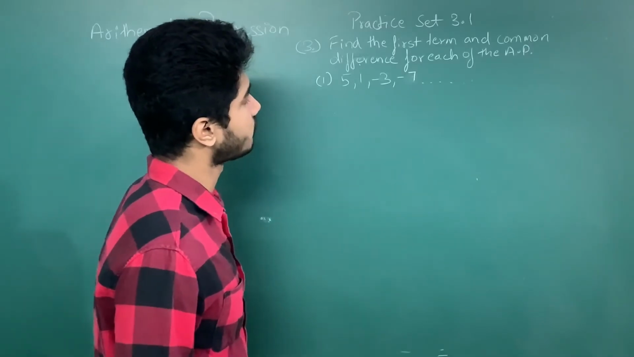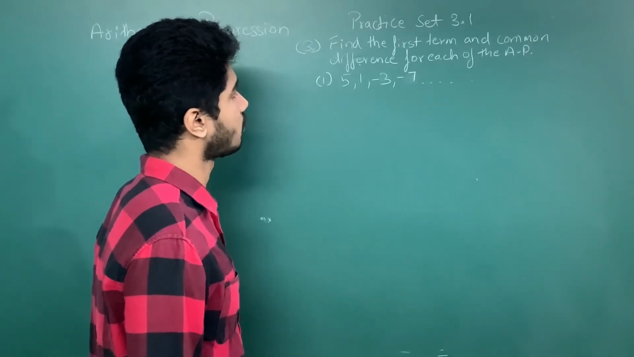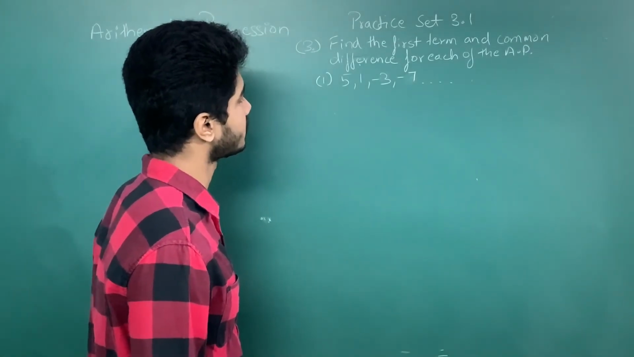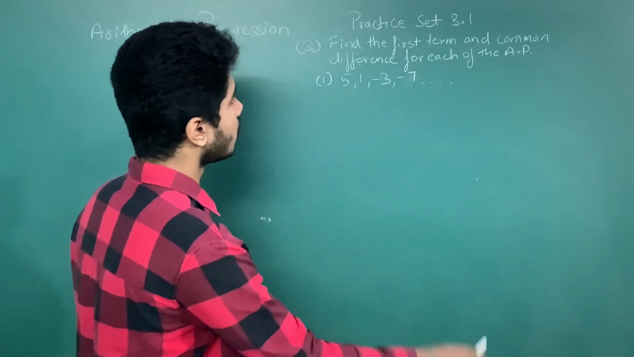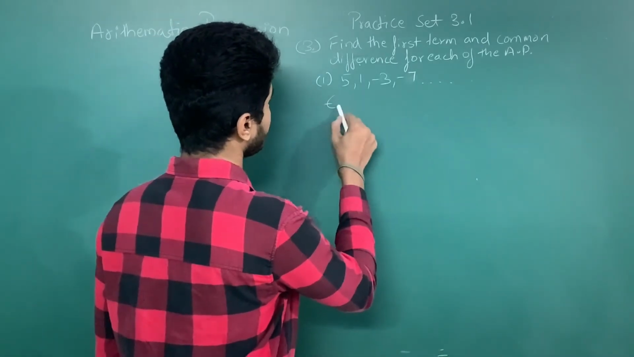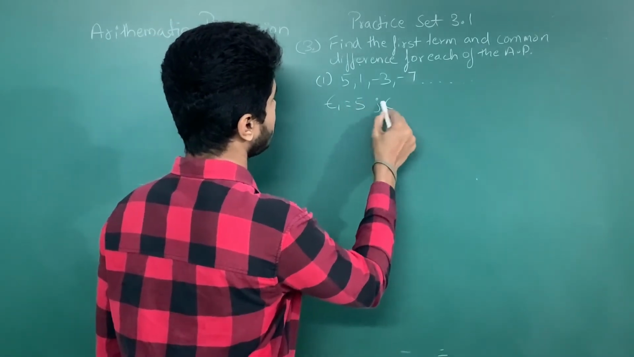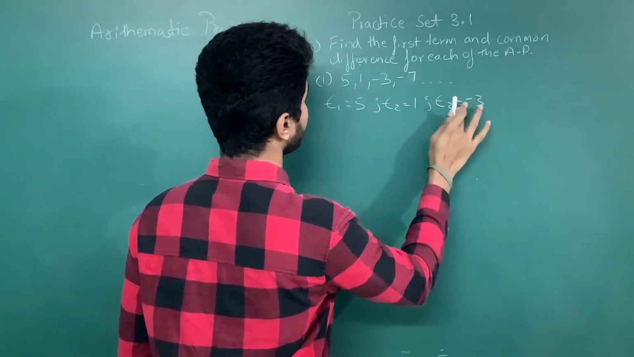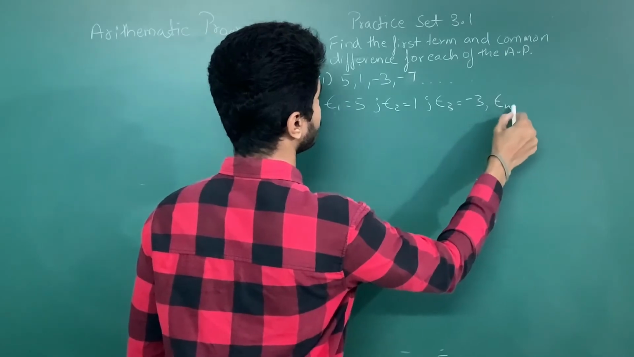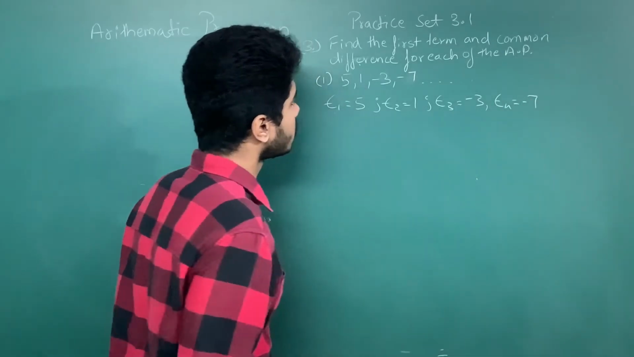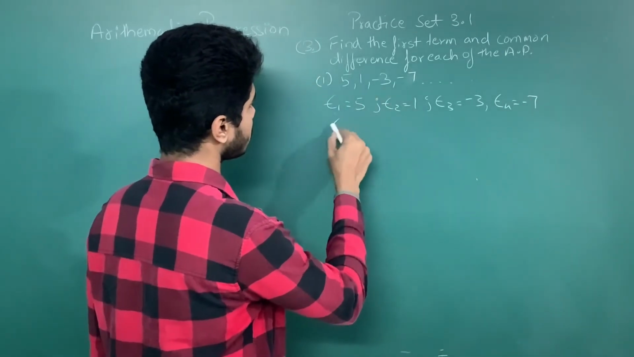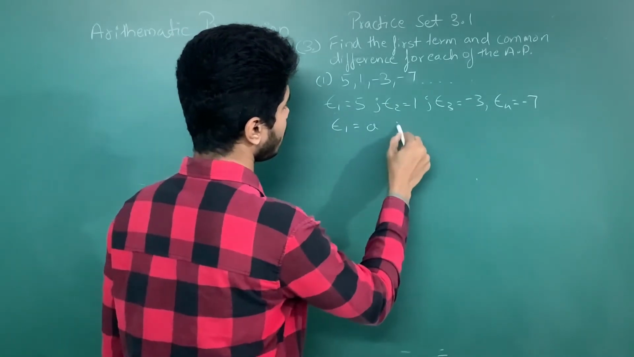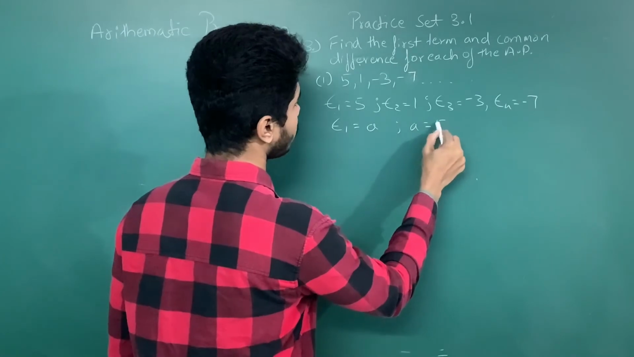Question 3. Find the first term and the common difference for each of the AP. First question, 5, 1, minus 3, minus 7. We'll denote each number as a term. T1 is equal to 5, T2 is equal to 1, T3 is equal to minus 3 and T4 is equal to minus 7. So over here the first term is nothing but the T1, that is A. So we get A as 5.